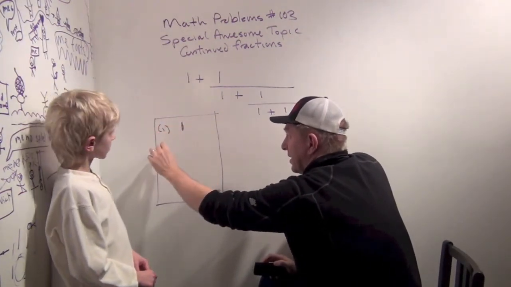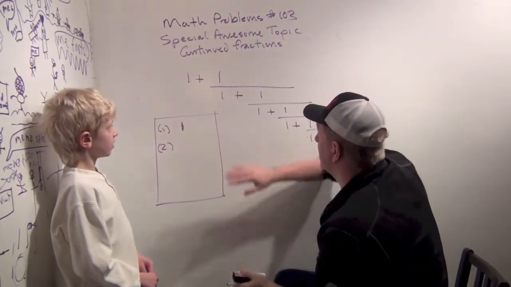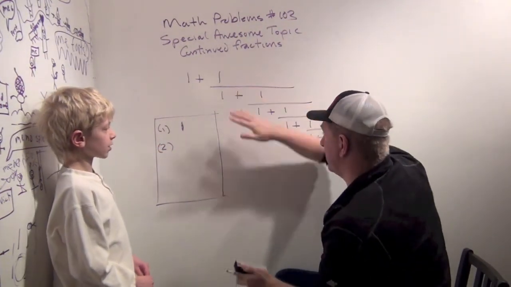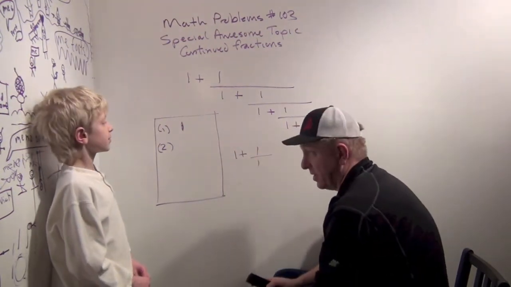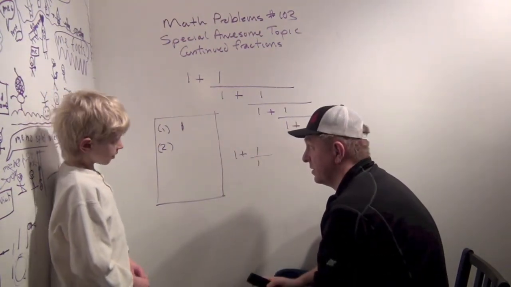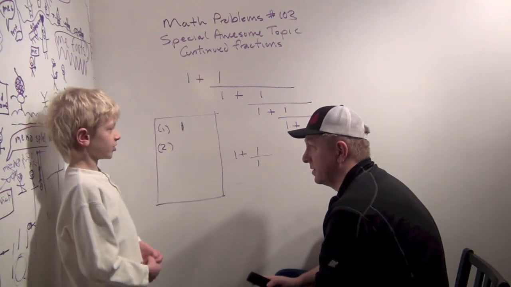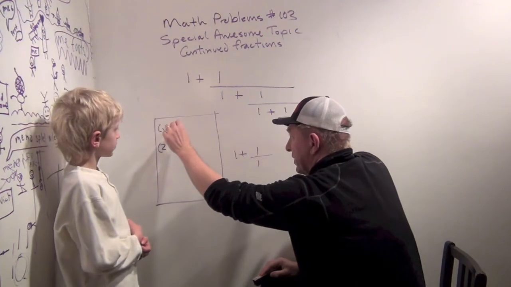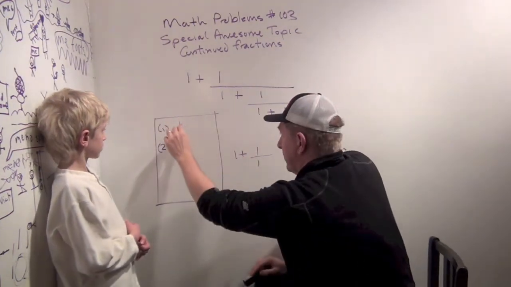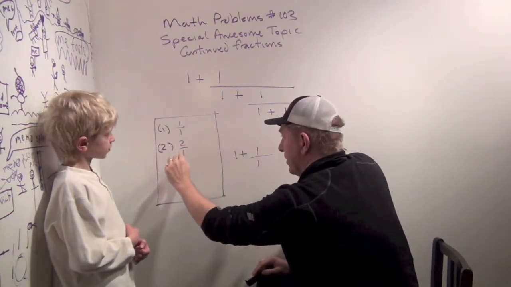Okay, so step 1, we just get 1. Okay, step 2, we get 1 plus 1 over 1. Okay, can you tell me what that equals? Well, it's 1 plus 1, which is 2. Because 1 over 1 is 1. Yeah, so just for fun, I'm going to write these as 1 over 1, 2 over 1.